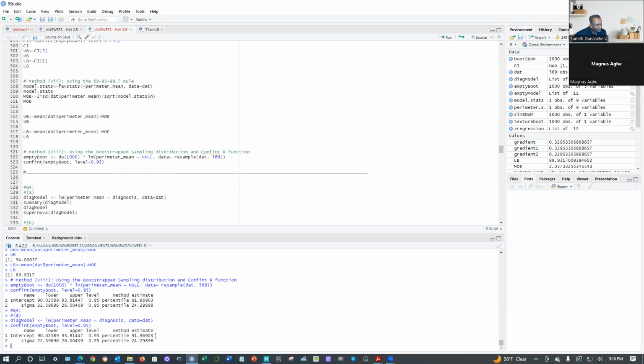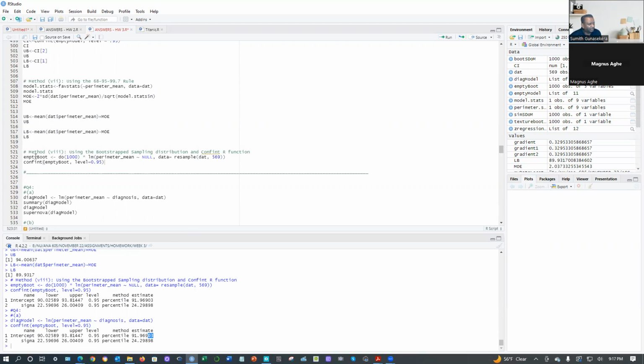See, the estimate is 91. Sigma means the standard deviation. If you need the confidence interval for the standard deviation, you can extract that too if you go that route. But we don't do that one in this class. It's too heavy, we don't need it. But what I'm trying to say is you can try this in several ways.